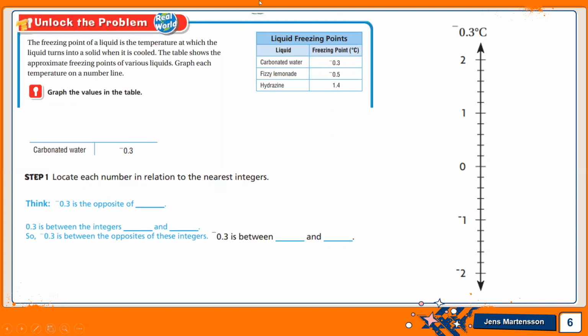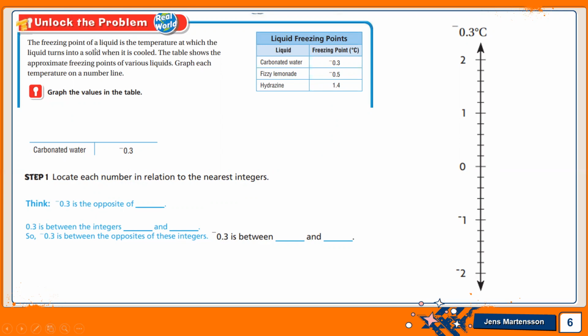The freezing point, as we said before, we have horizontal and vertical number lines. Today we're going to represent the rational numbers on the vertical number line, and tomorrow we're going to represent them on the horizontal number line. Let's start here.